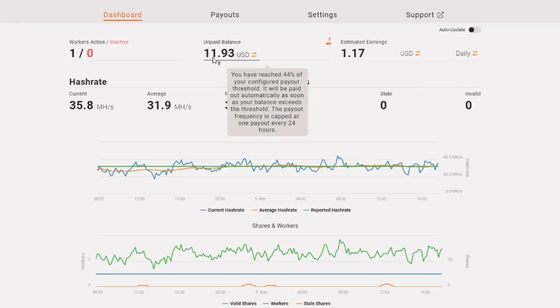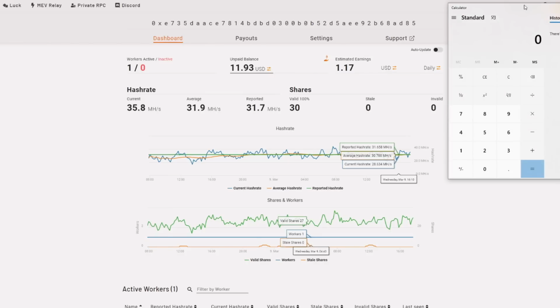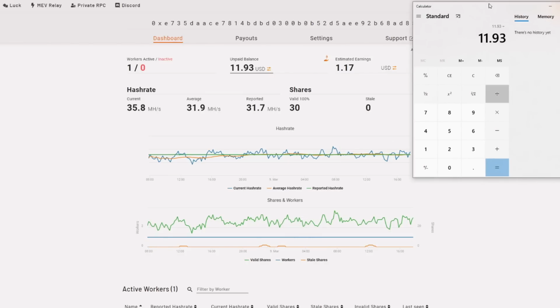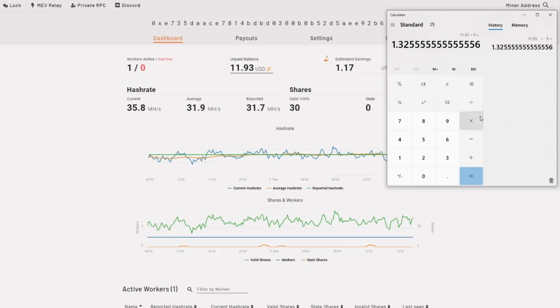Now we have an unpaid balance here of $11.93. So if we break out our calculator and do 11.93 divided by 9, because we're not even a full 10 days in yet, it's putting us at $1.32 per day as our average. If we take that and times it by a true 10, there we go. So in 10 days off of this one GPU and our rig, we are set up to make $13.25.